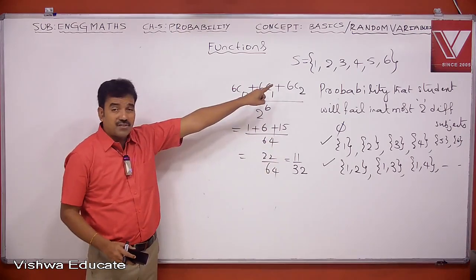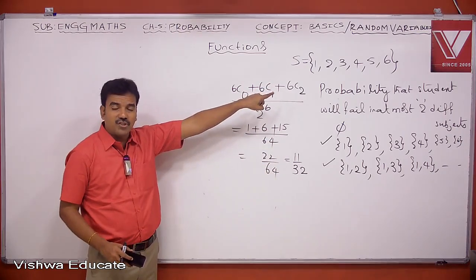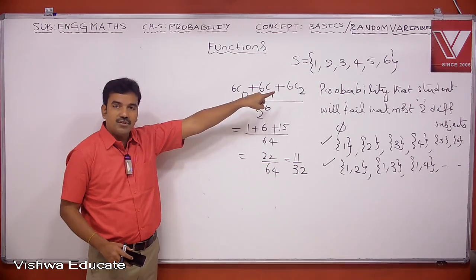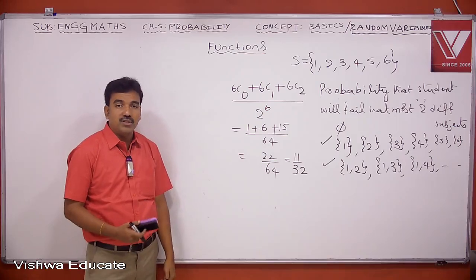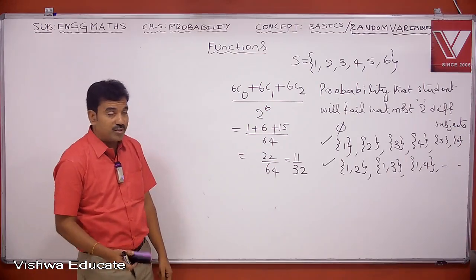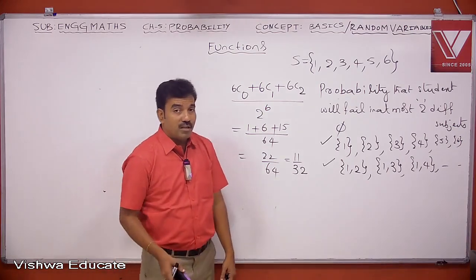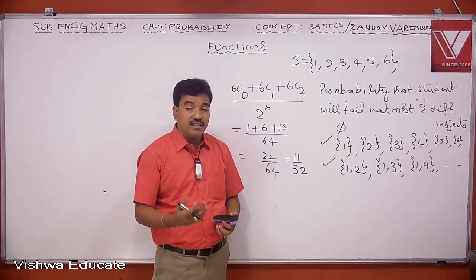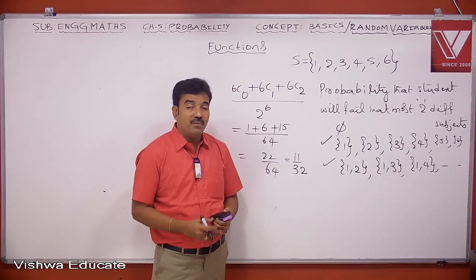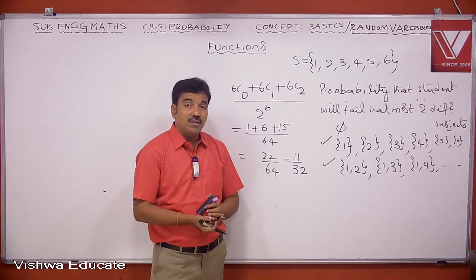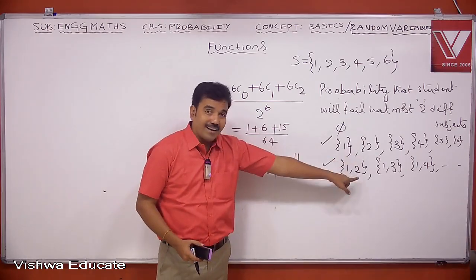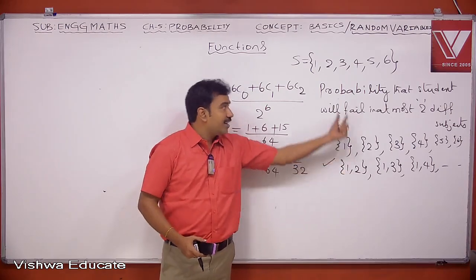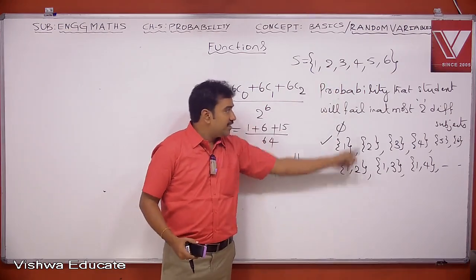So a student is ready to appear for a semester examination involving 6 subjects. Say 1, 2, 3, 4, 5, 6. Now my question is, what is the probability that the student will fail in at most 2 subjects? So at most 2 means the student may not fail even in a single subject, or he or she may fail only in 1 subject, or the student may fail in 2 subjects. So therefore chances are like this. Basically all these are subsets of S. This is a subset of S.